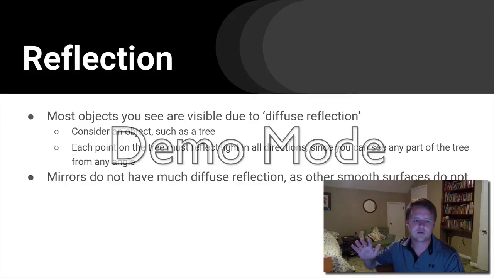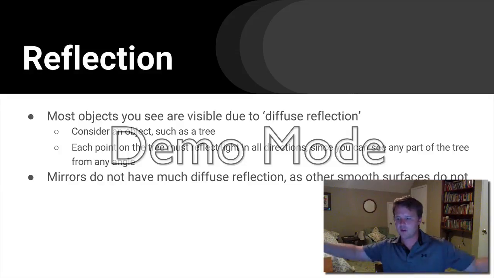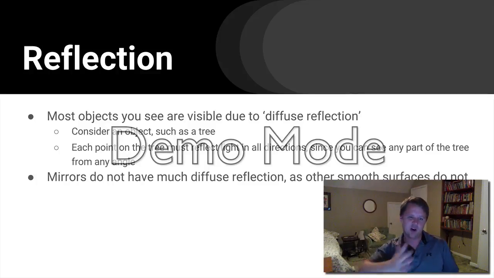So, reflection. Most objects you see are visible due to diffuse reflection. Consider an object, such as a tree. Each point on the tree must reflect light in all directions, since you can see any part of the tree from any angle. So, light hits that tree and it scatters light in all directions. Because if it didn't, you wouldn't be able to see the tree from all angles.